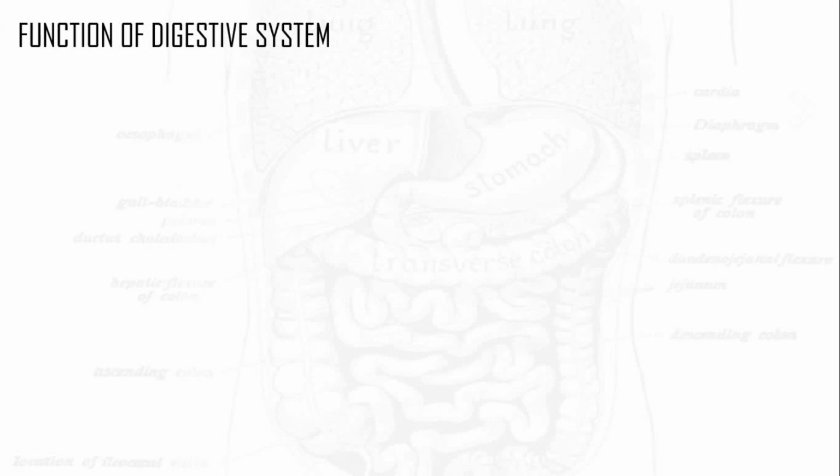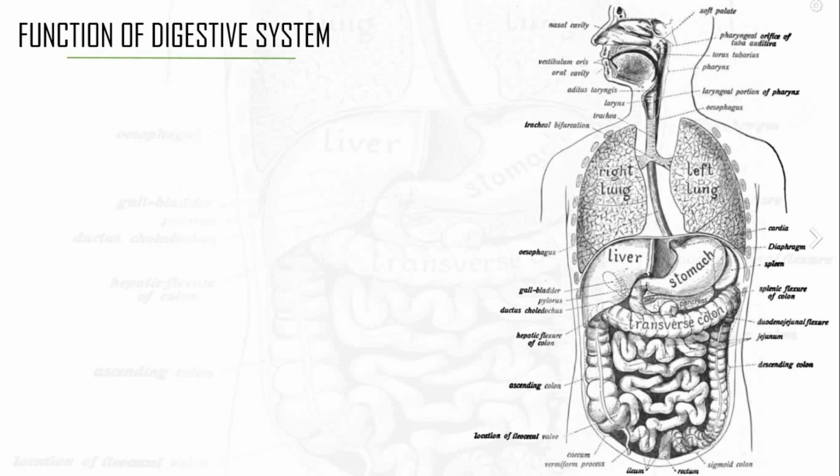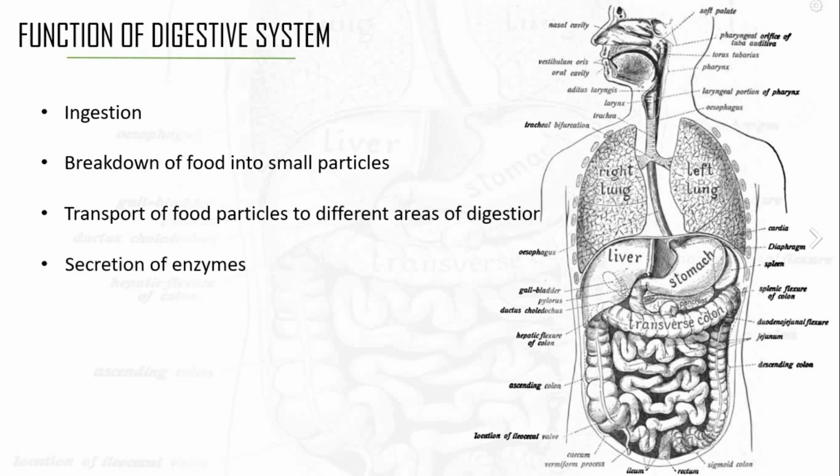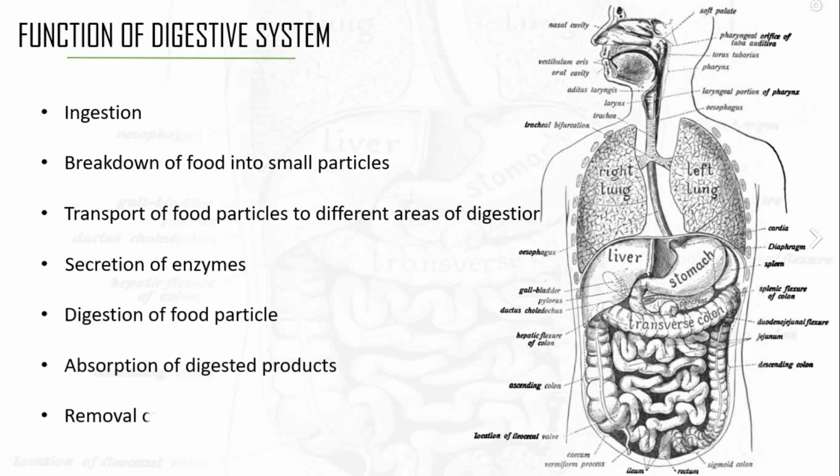Function of the digestive system. To get through the function of the digestive system, let's go through it from the mouth to the anus. First one, ingestion, or the consumption of food substances. Breaking them into small particles, transportation of small particles to different areas of the digestive tract, secretion of necessary enzymes and other substances for digestion, digestion of the food particles, and then comes the absorption and the removal of unwanted substances from the body. And that's what digestion is.